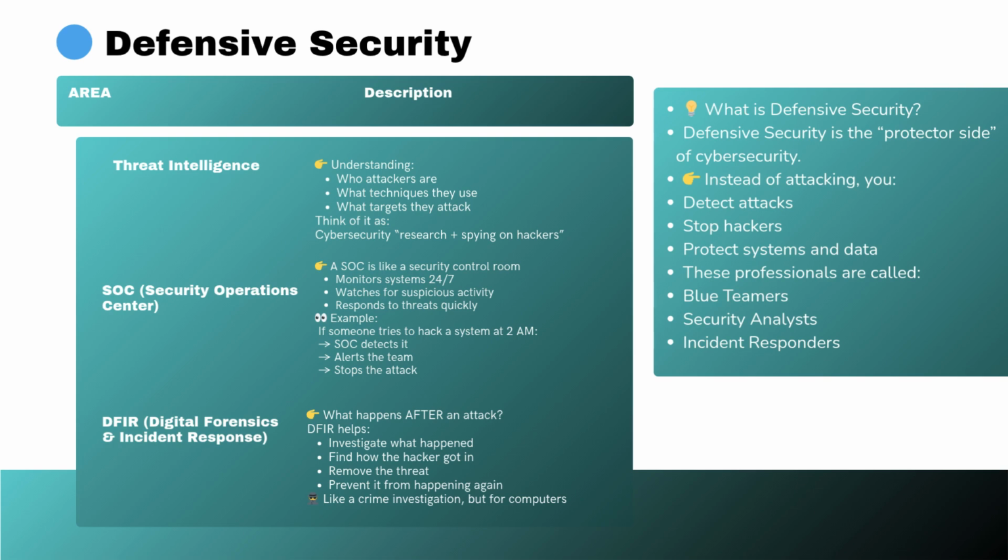3. DFIR, Digital Forensics and Incident Response. This happens after an attack. It involves investigating what happened, how the attacker got in, and how to fix the problem. Think of it like a crime investigation, but for computers. 4. Malware analysis. Malware means harmful software, like viruses or ransomware. In this field, you study how malware works, what damage it causes, and how to stop it.